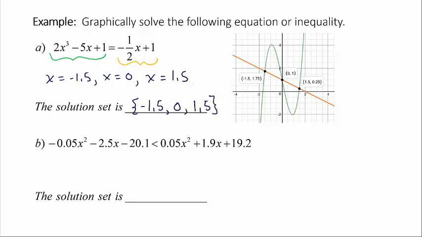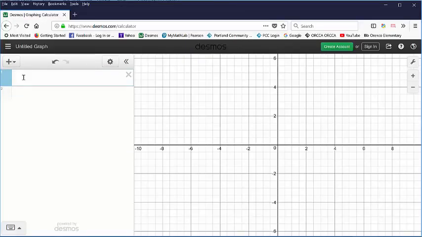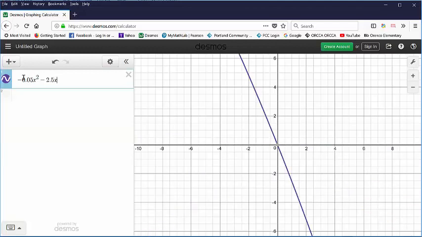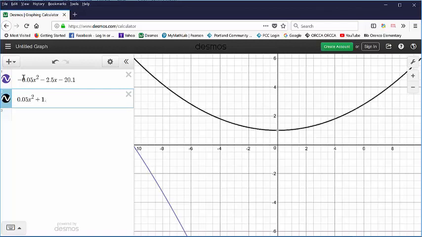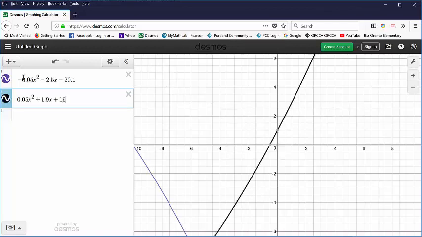All right, let's take a look at this inequality. With the inequality, same story. We're going to graph both sides of the inequality. So we'll have negative 0.05x squared minus 2.5x minus 20.1. And then the other side of the inequality is 0.05x squared plus 1.9x plus 19.2. Okay, so in this window, we're not seeing a whole lot, right?